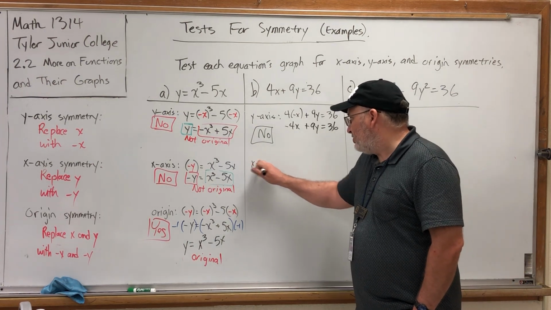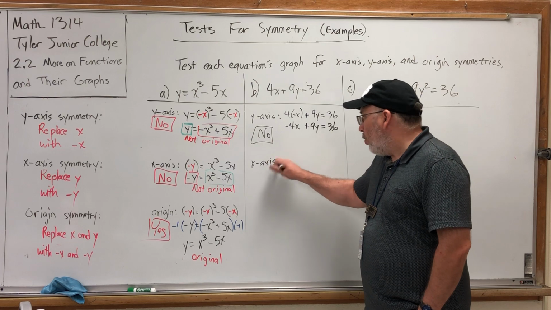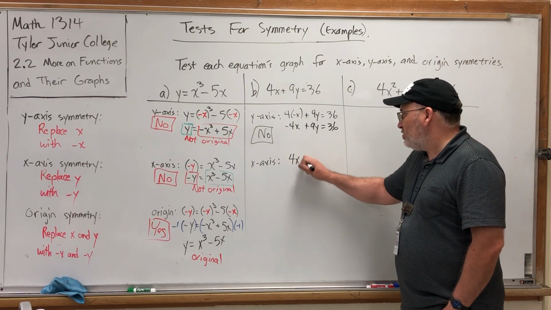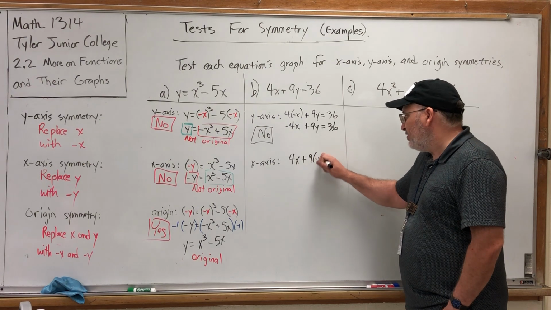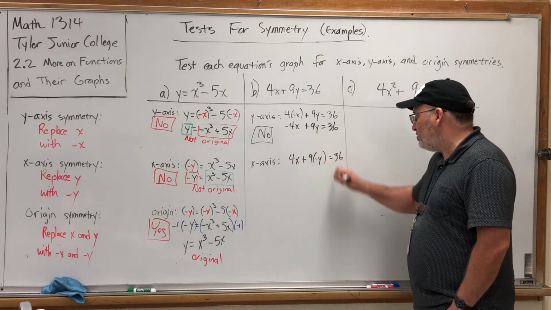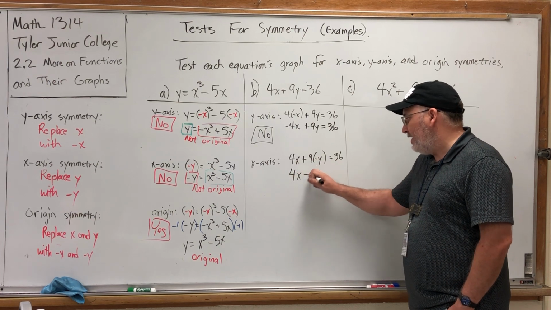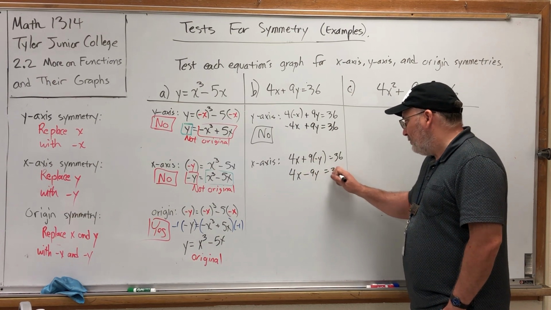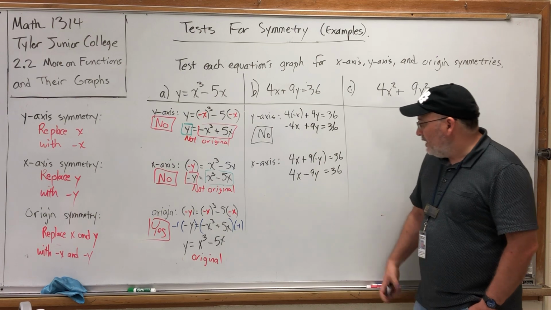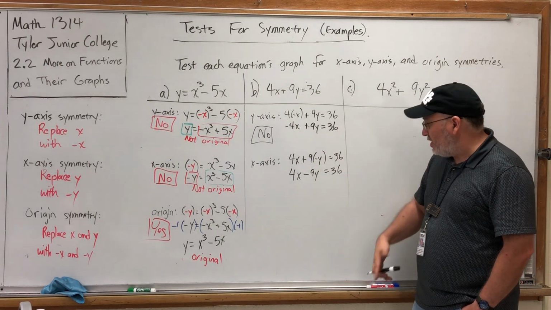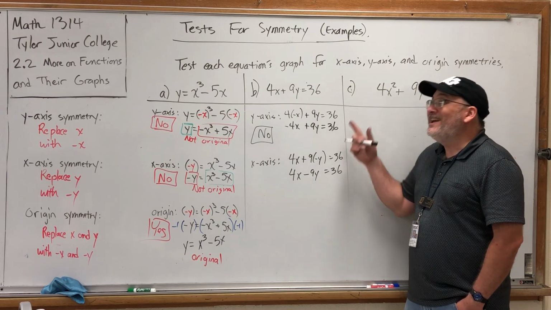Let's try the x-axis symmetry, where we replace the y with a -y. So 4x plus 9 times parentheses -y equals 36. The 4x stays the same, but 9 times -y is -9y. That's equal to 36. Is the left side original? No. Don't make a decision yet.